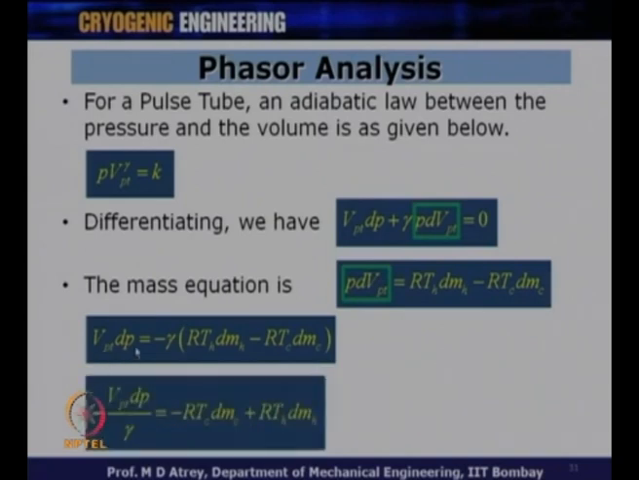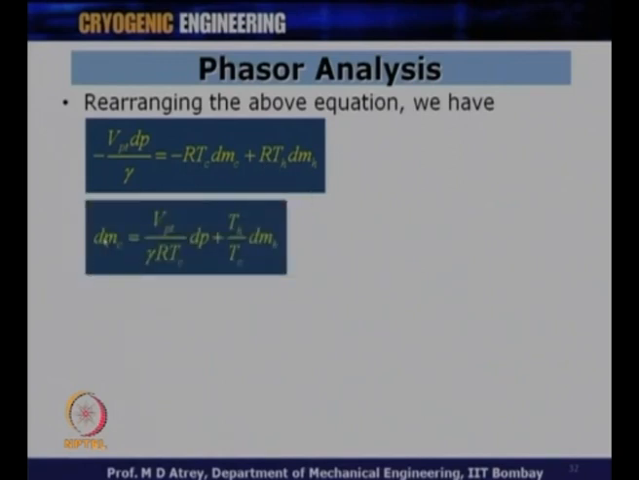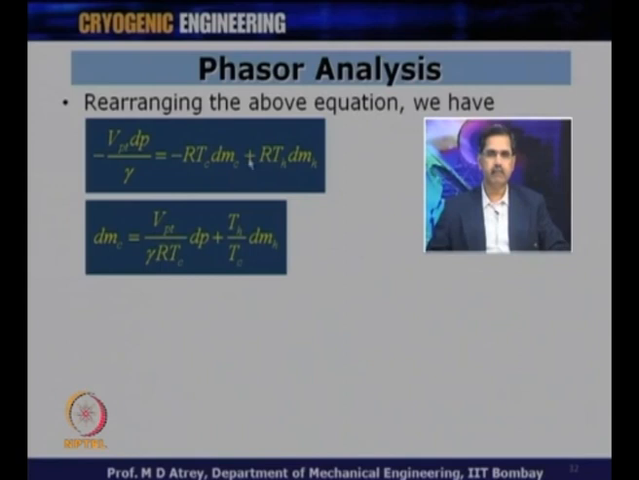So, here V_pt dP by gamma, if I put gamma on this side, I get this expression further. Also taking the minus side and putting this on this side, you get a dm_C and you get a dm_H plus term over here. Rearranging the above equation, what I get now, minus V_pt dP by gamma is equal to minus R T_C dm_C plus R T_H dm_H. So, what I get is dm_C. Basically, now I am finding a relationship between the mass flow rate at the cold end and the mass flow rate at the hot end. It is my entire objective, relating the entire thing to the pressure variation in the system.